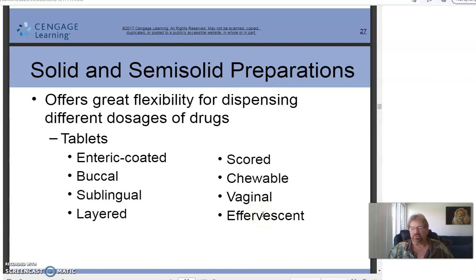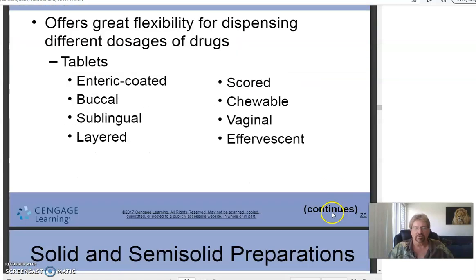Effervescence, like Alka-Seltzer. Plop, plop, fizz, fizz. Most of you probably don't remember. They actually used to have commercials up there where they did that.